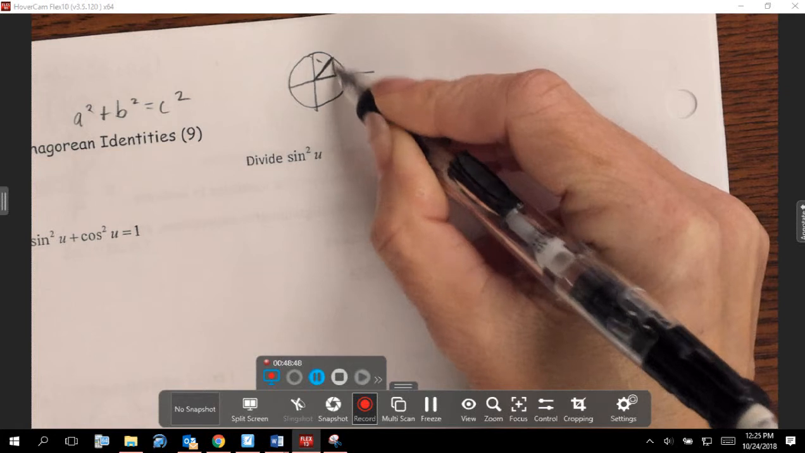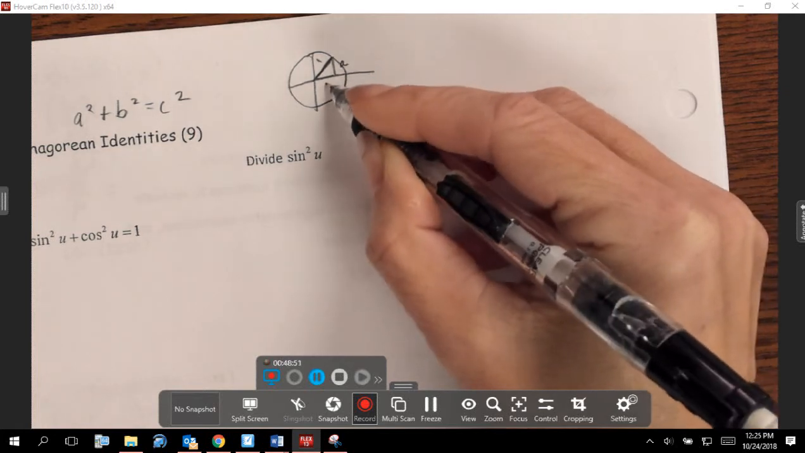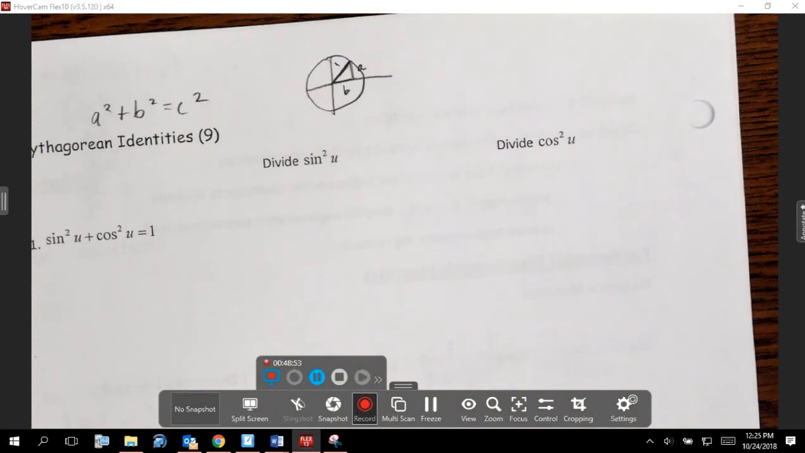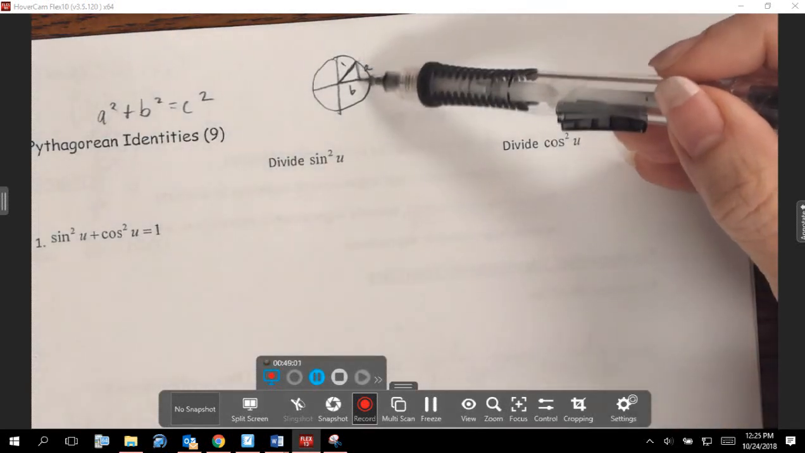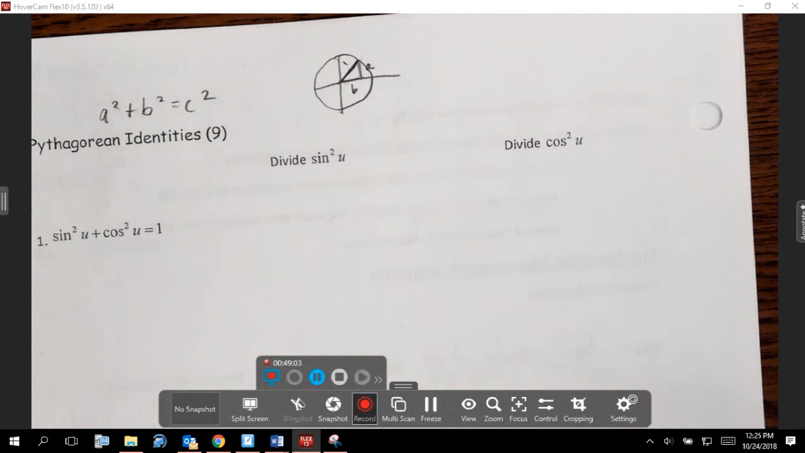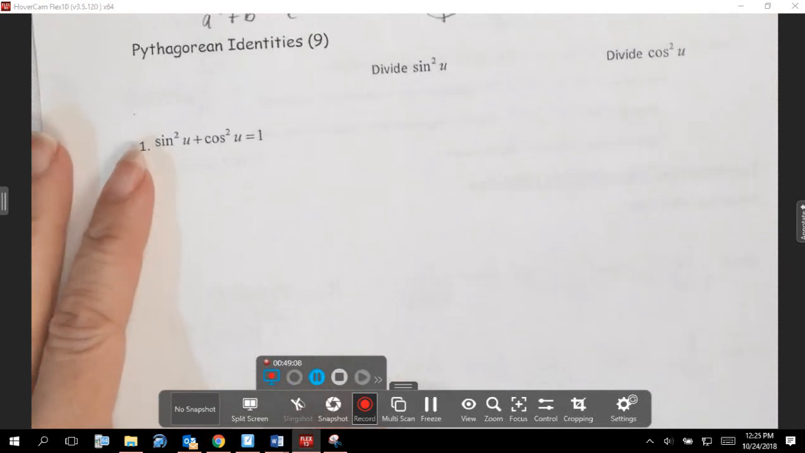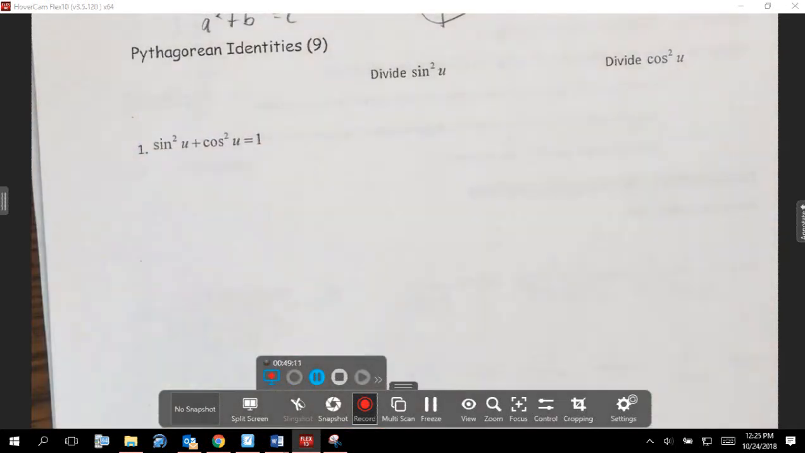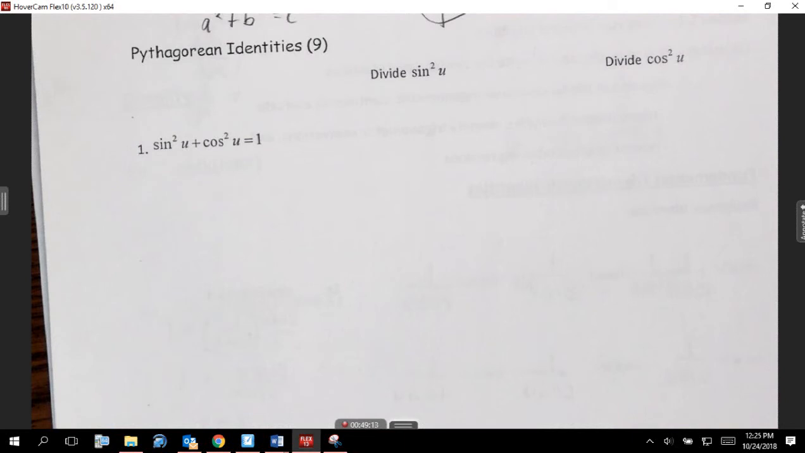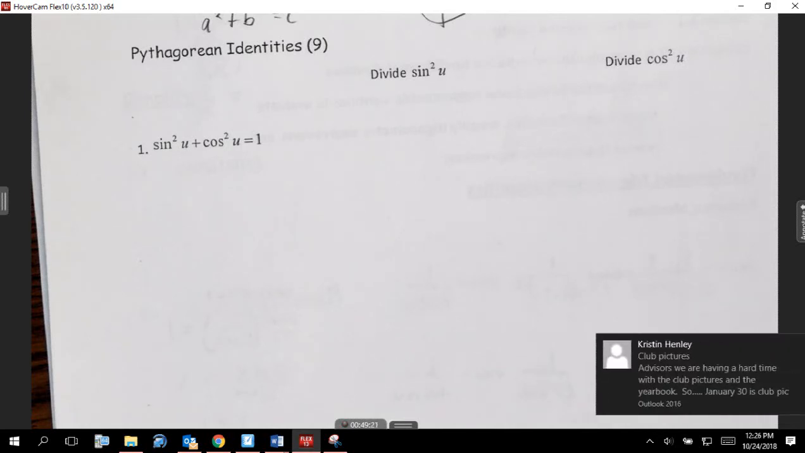The a squared and the b squared would be like the two sides of the triangle. So a squared plus b squared equals 1. But instead of a squared and b squared, we're using the sine for the y and the cosine for the x. So sine squared u plus cosine squared u equals 1 is a Pythagorean identity. But I can manipulate this to give me more identities that look similar, just in a different order.